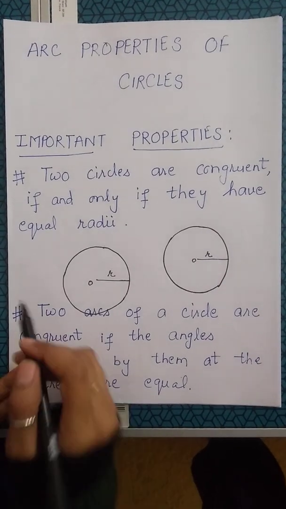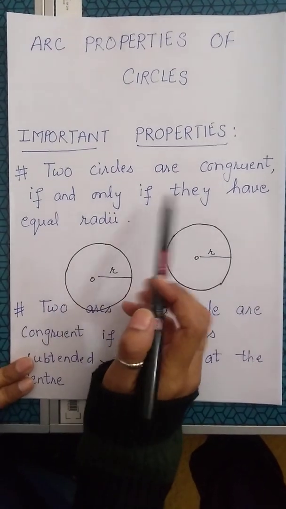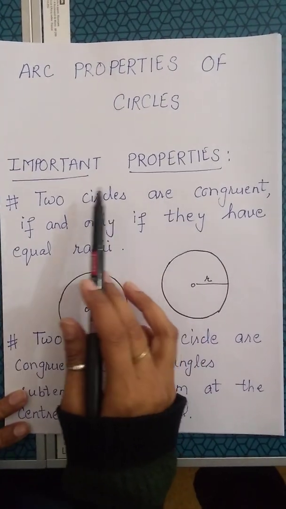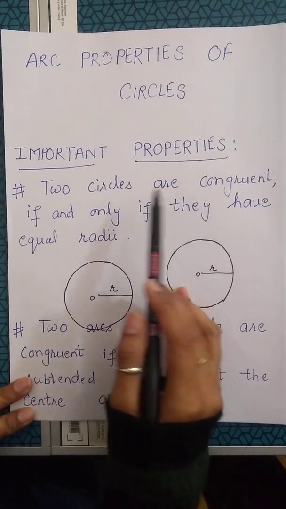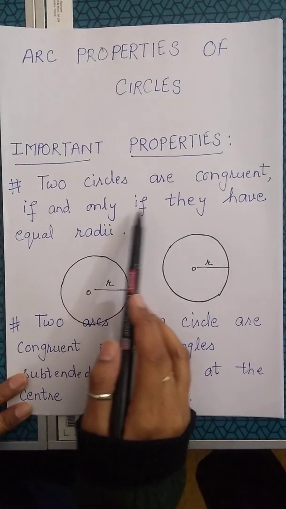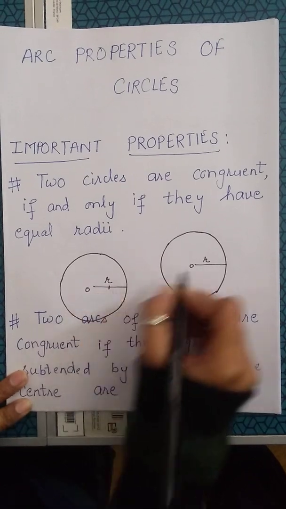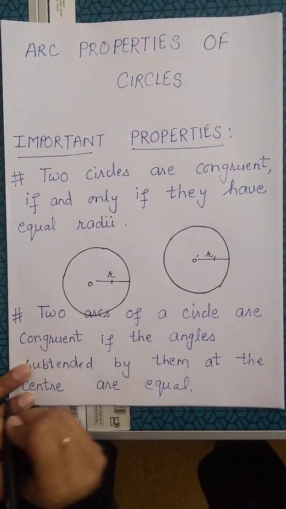Let us start with the new chapter, Arc Properties of Circles. Before we start with the exercise, let us discuss a few properties here. Two circles are congruent if and only if they have equal radii. That means these two circles are congruent if they have the same radii.